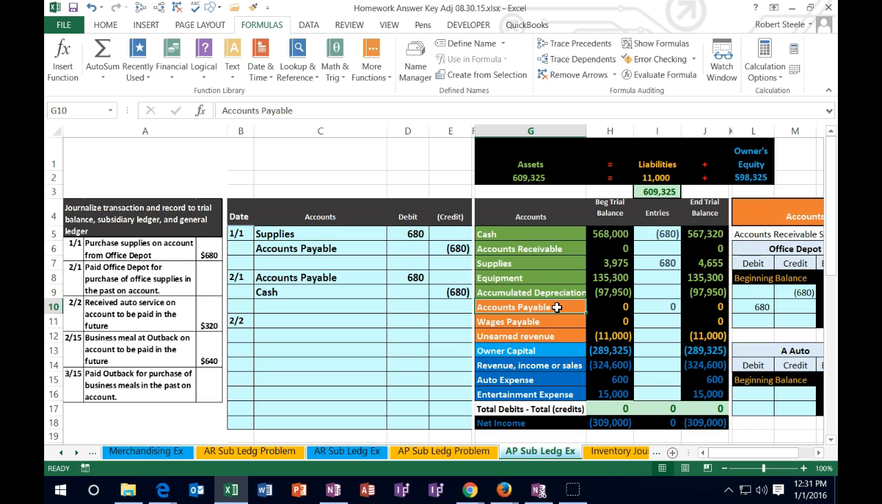Accounts payable. Accounts payable, though, is a liability account. It might be easier for us to think about what we received, and what did we receive? Auto service. Now, we might be thinking, well, auto could be an asset, but this is the service, which is probably an expense.